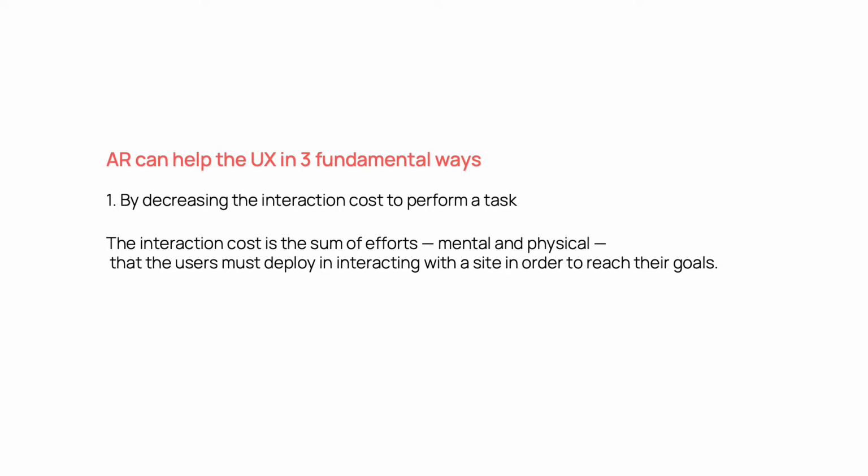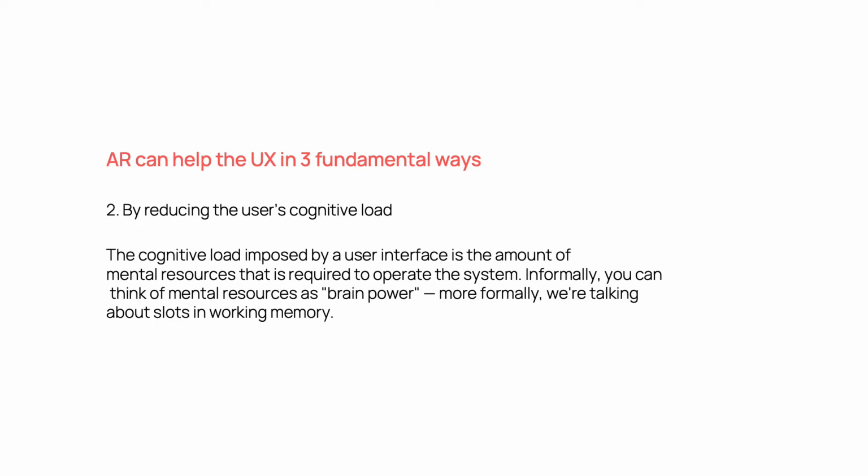And in this case, augmented reality can help the user experience in three fundamental ways. The first way is the end goal, the task. By decreasing the interaction cost to perform a task, augmented reality helps to save mental and physical effort that users are spending on the system. The interaction time is much more efficient, and as a result, the user reaches his goal much faster.